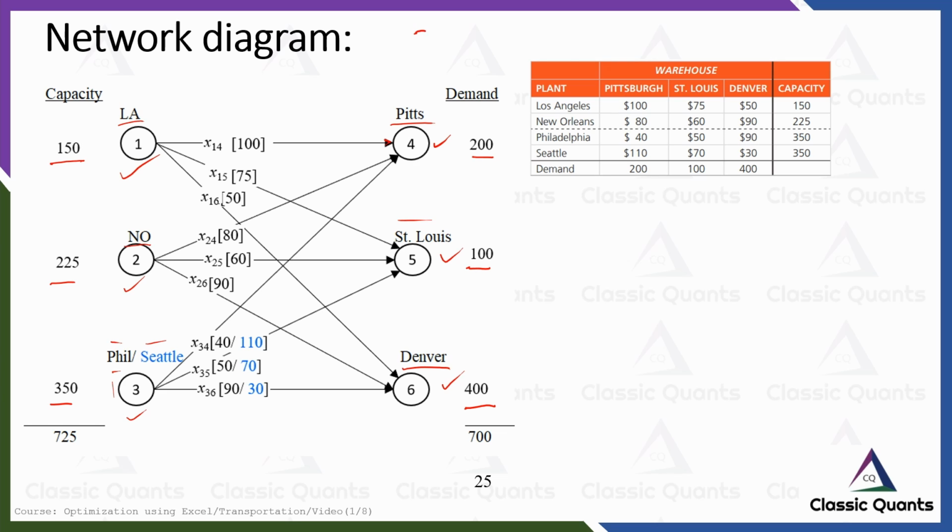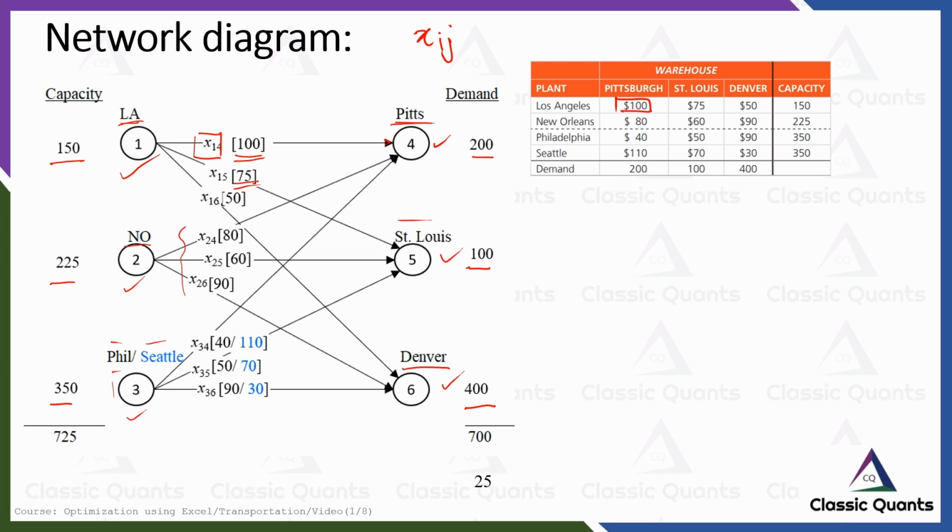Arc is showing how much flow is happening from any node to another node. So for example, xij is the flow, that is the unit shipped from node i to node j. For example, x14 is the number of units shipped from Los Angeles to Pittsburgh. Similarly, all others are defined, and the numbers inside the square brackets are nothing but the costs only.